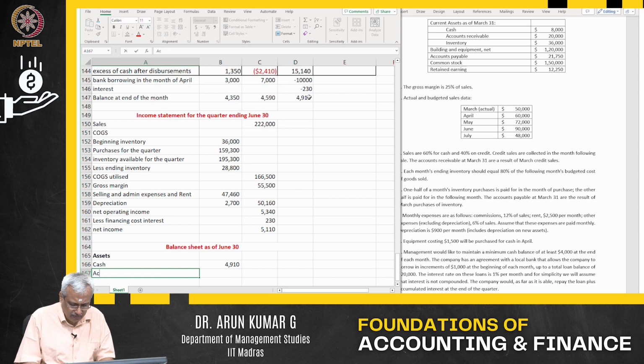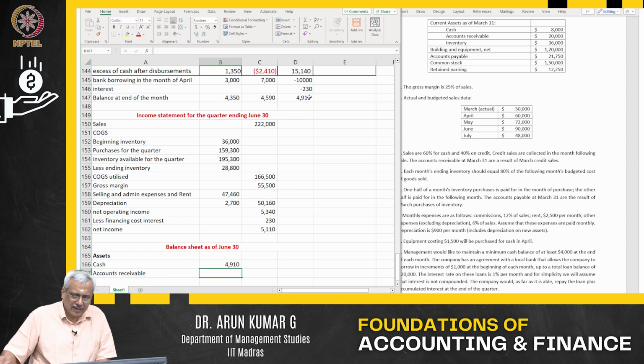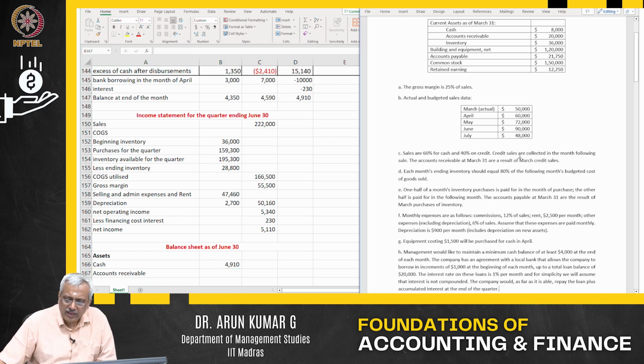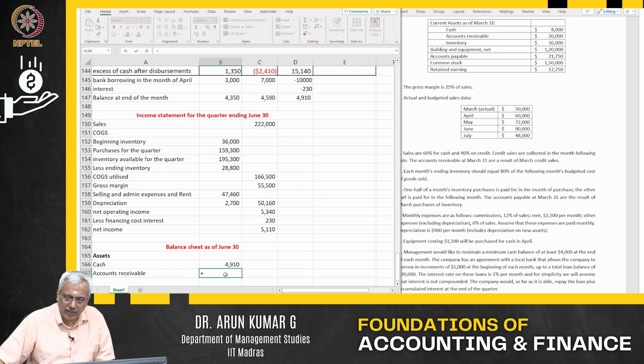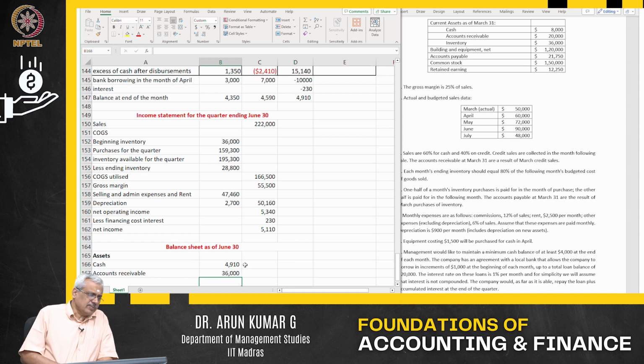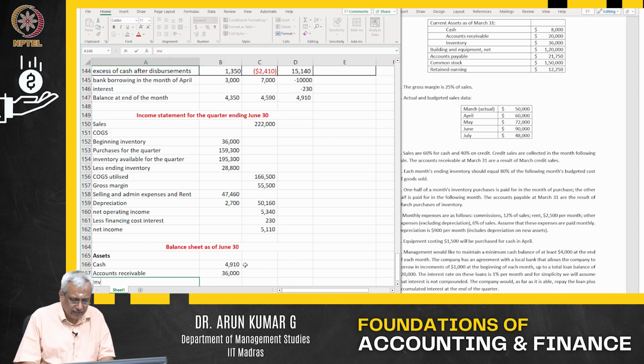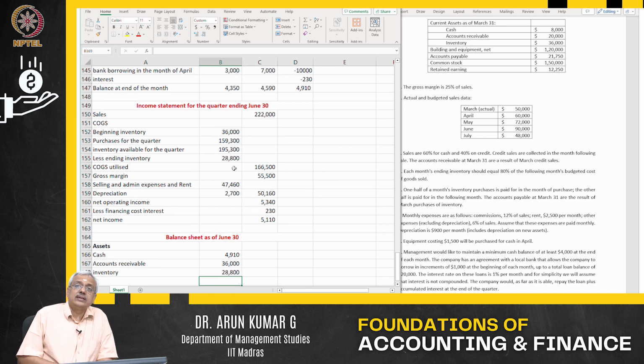What is the accounts receivable? It says that 40% are credit sales, and credit sales are collected in the following month of purchase. So, whatever the month sales of June, 40% of it is my credit sale out there. Next, what is my inventory? Inventory, we just looked at ending inventory right here. This is my ending inventory.